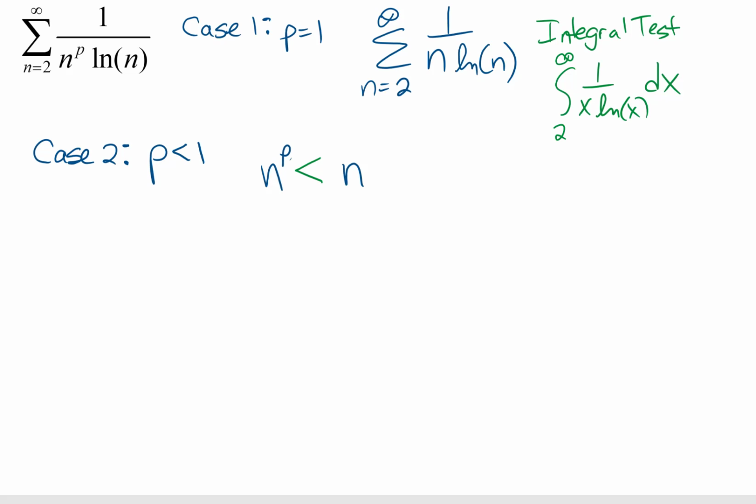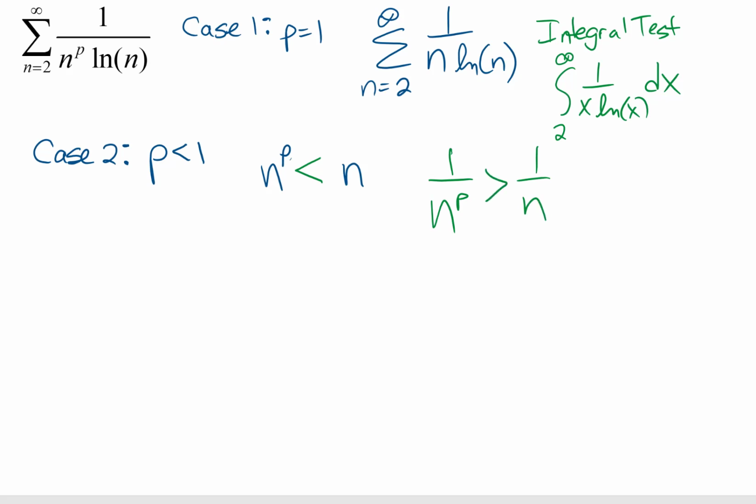If P was a negative number, you could move that to the bottom of the fraction, and that 1 over n to the P is going to be less than n, which is not a fraction. So this is the way the inequality goes anytime P is less than 1. So now let's take reciprocals, and remember when you do reciprocals, you've got to turn the inequality sign the other way.